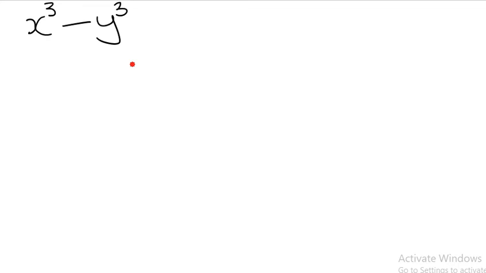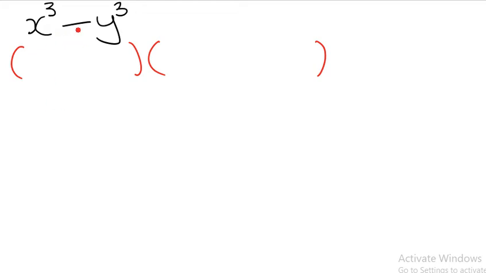Alright, so the first problem that we are having is x cubed minus y cubed. In order for us to factorize this, we need to have a binomial and a trinomial. Binomial means two terms, and trinomial, that's where we'll have three terms.